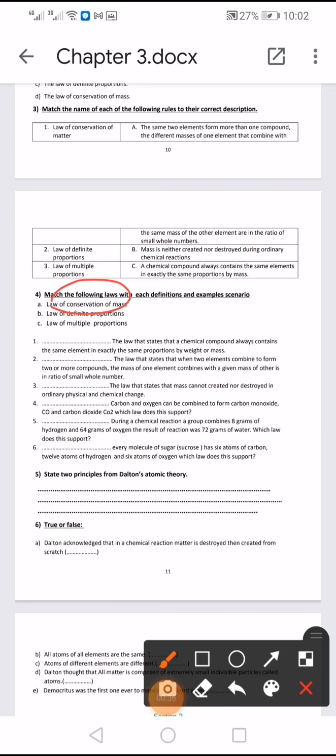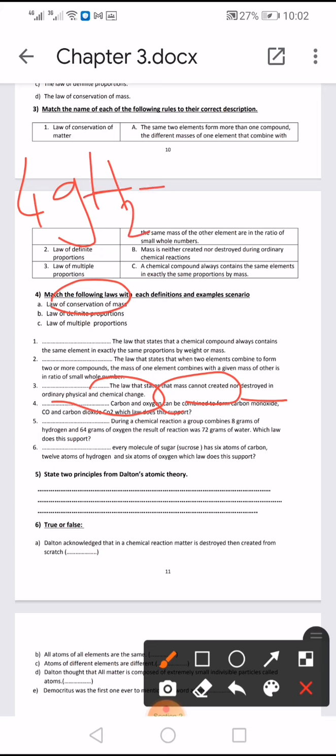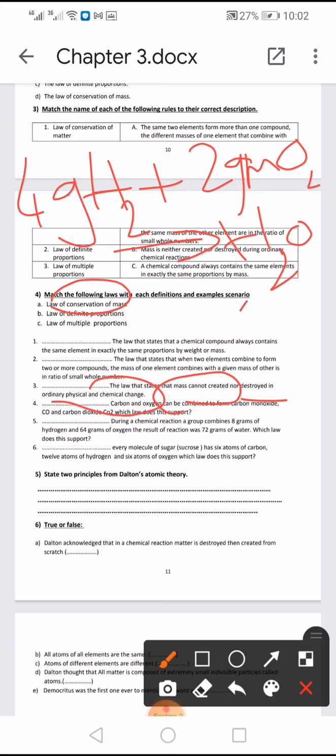Law of conservation of mass states that mass can neither be created nor destroyed during a chemical reaction. For example, if I have 4 grams of hydrogen react with 2 grams of oxygen to form water, the mass of water will be 4 plus 2, 6 grams. So mass is neither created nor destroyed during a chemical reaction. The conclusion of that: mass of reactant equals mass of product.